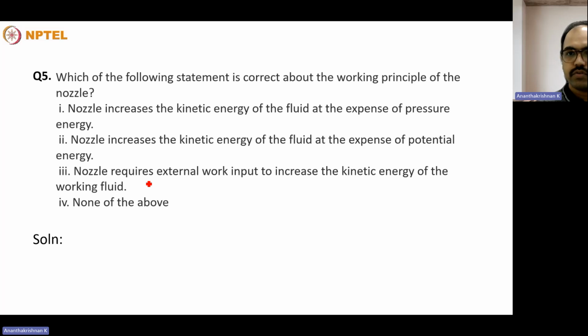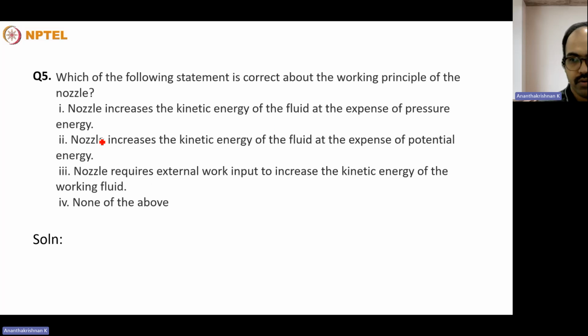So the question is, which of the following statements is correct about the working principle of the nozzle? Nozzle increases the kinetic energy of the fluid at the expense of pressure energy. Nozzle increases the kinetic energy of the fluid at the expense of potential energy. Nozzle requires external work input to increase the kinetic energy of the working fluid. None of the above. So it's a reversible adiabatic process.